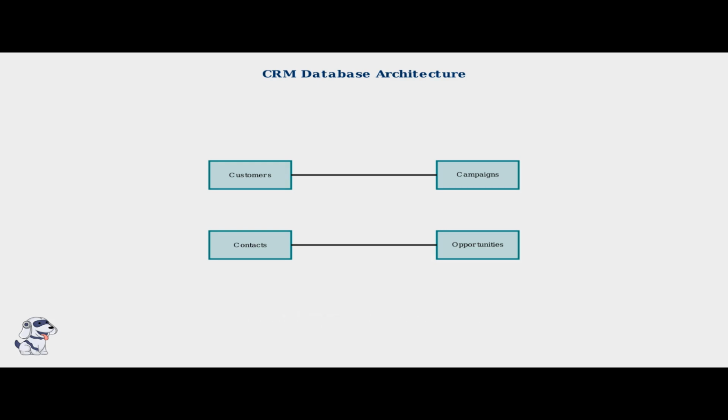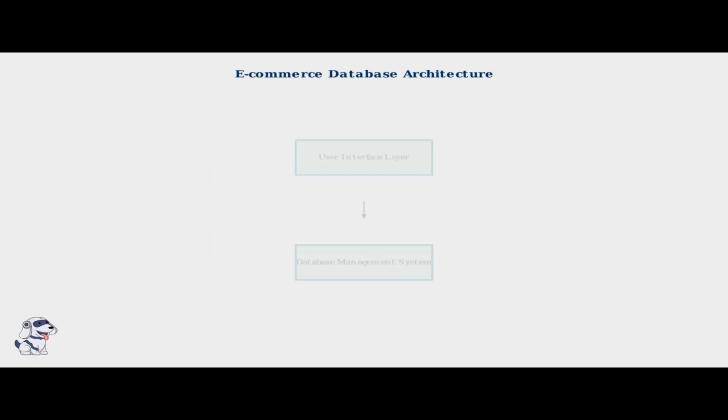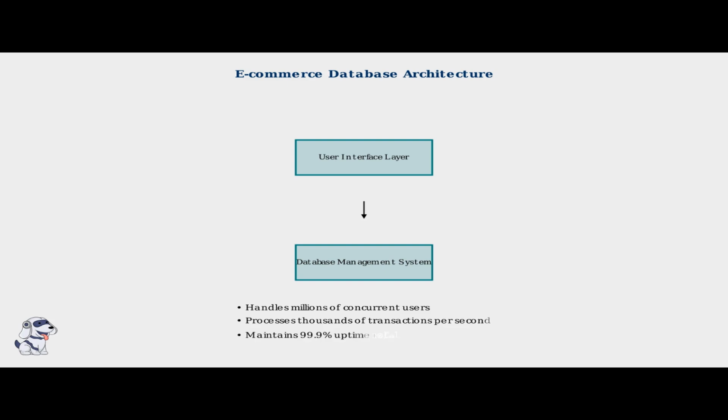This diagram shows how customer data, campaigns, opportunities, and contacts are interconnected, enabling businesses to track every interaction and optimize their sales processes. E-commerce platforms demonstrate the power of multi-tier database architectures. This two-tier system shows how user interfaces connect to database management systems, enabling millions of customers to browse products, make purchases, and track orders simultaneously.